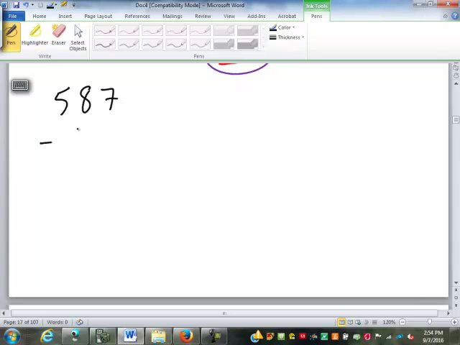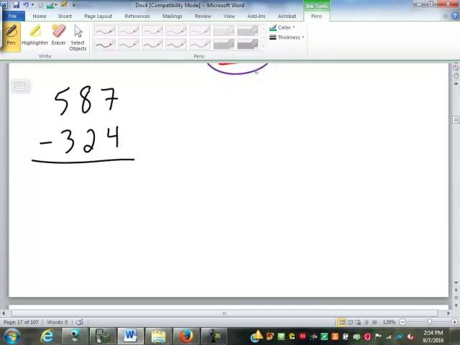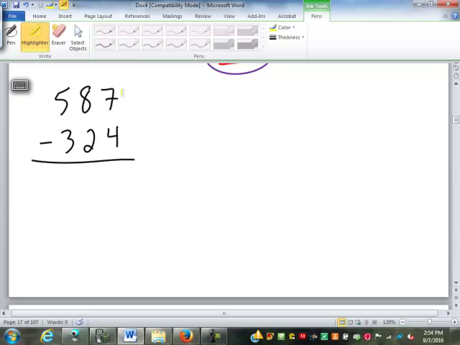587 minus 324. Now, I'm not going to write this out in the long form. I think you guys get the picture that when we add or subtract, we can only combine things that have the same place value, same name. So that's why we have to line up our columns. So once they're lined up, just like before, we're going to go ahead and subtract.